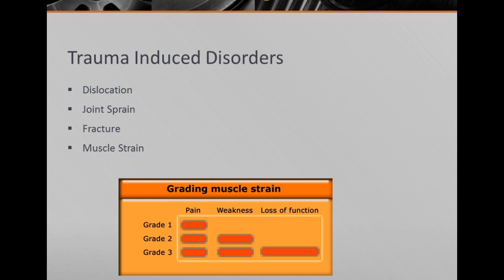Trauma-induced disorders. Dislocation is displacement from the usual location. A sprain is a stretching or tearing of the ligament due to movement beyond normal range of motion. Fracture is a break in the bone. And muscle strain is a partial tear from overstretching of the muscle. You can see at the bottom that there's a grading of it. Grade 1 is just pain, grade 2 includes weakness, and grade 3 actually has loss of function associated with it.